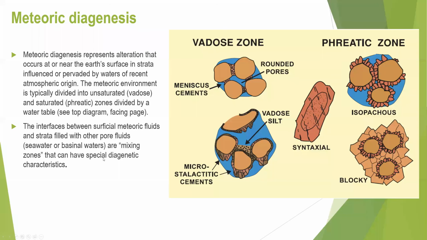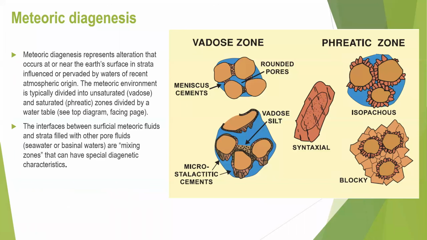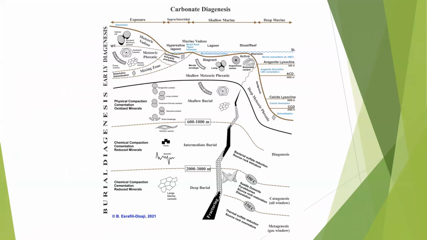Let's look at these two types. In this ooid grainstone, you can see vadose zone cement here at the contact of the grains. But below that part, you can see the ooid grainstone with blocky cement. One of them is here, and one of them is located in this part.